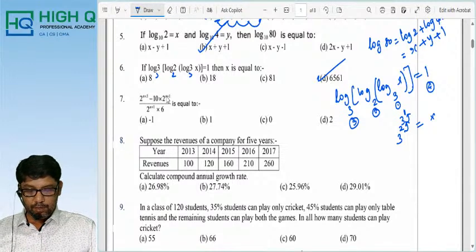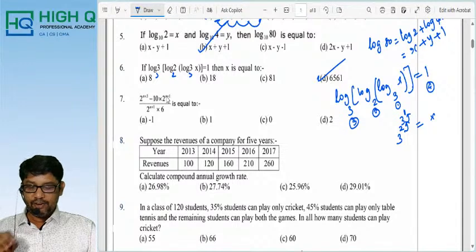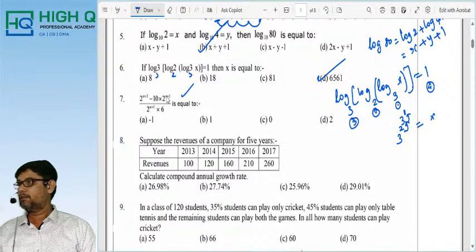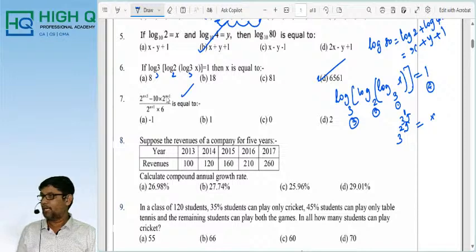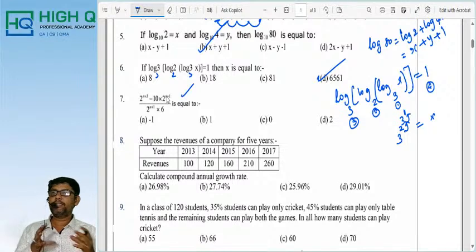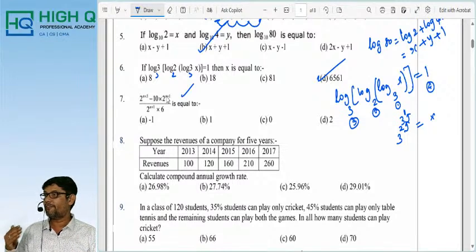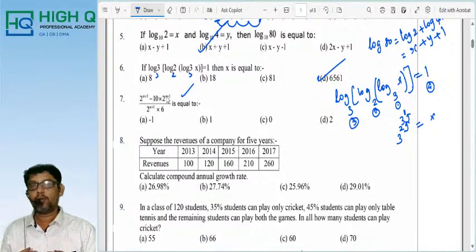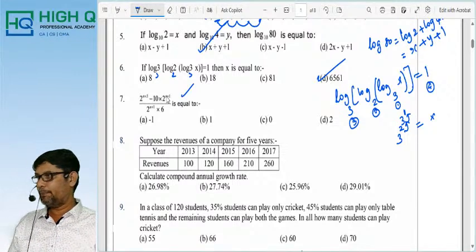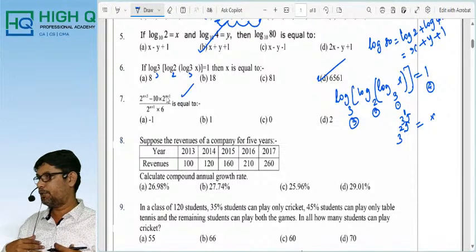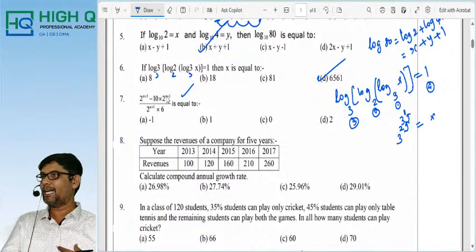Fine. Seventh question. Find the value of this entire expression. Now, generally in my class, I told you to substitute the value n equal to 0, because any value of n can be substituted. If you put n equal to 0, you will directly get the answer.